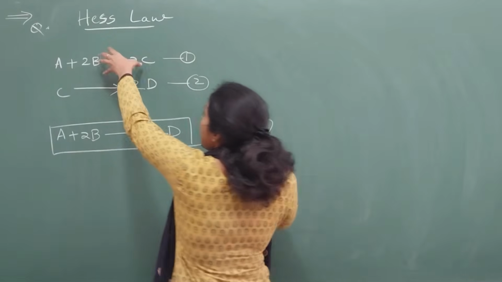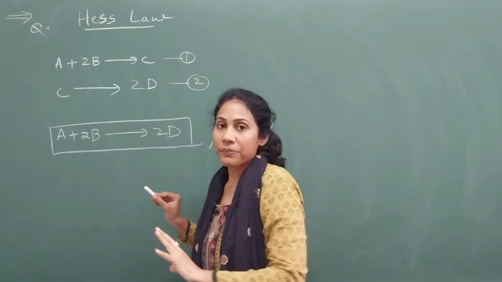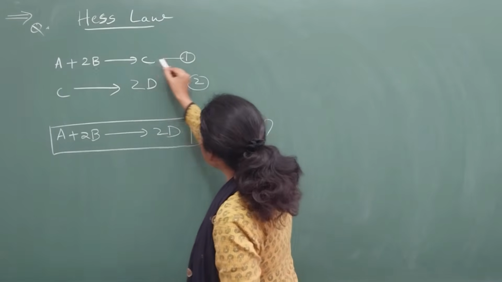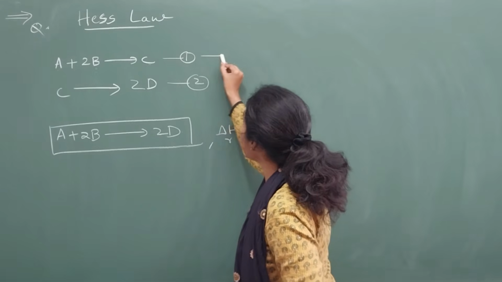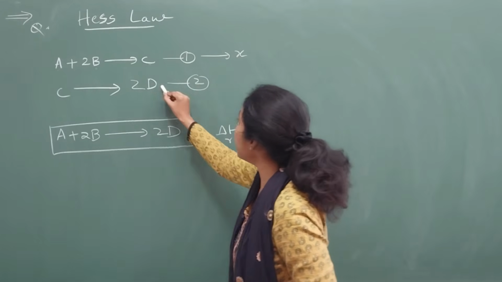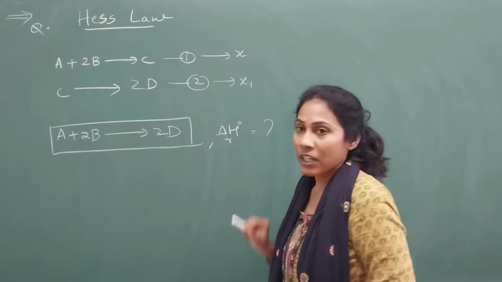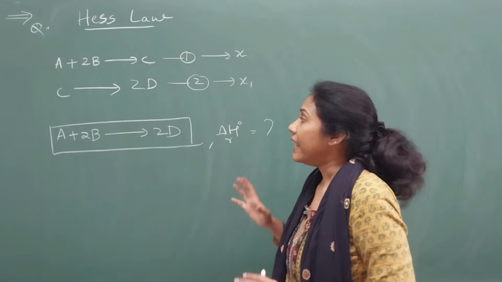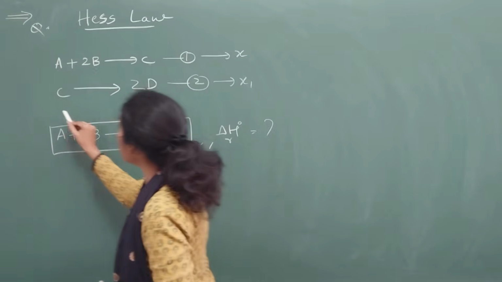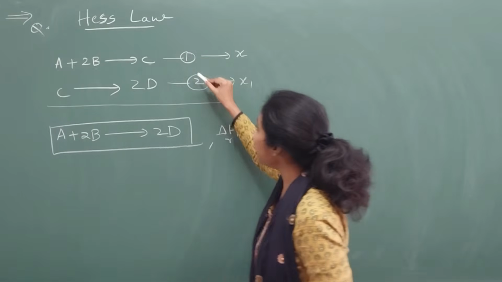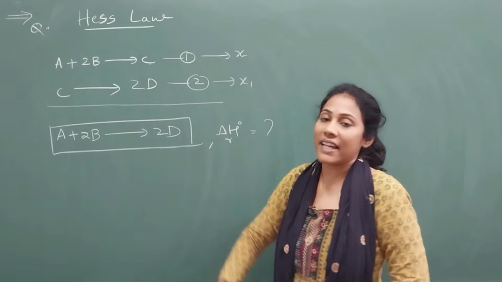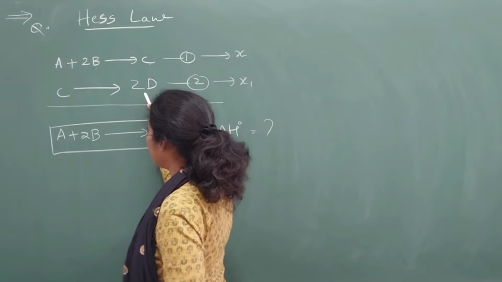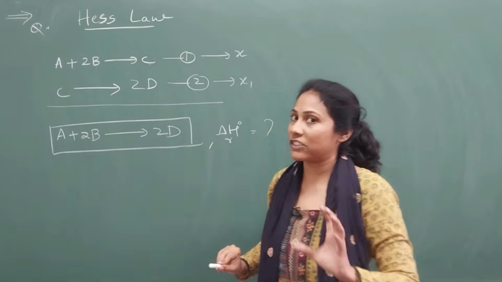And now they will give these two individual reactions by which the final product has formed, and their enthalpies also. Imagine this reaction's enthalpy is X and this reaction's enthalpy is X1. Some numerical value they will give for the individual steps. And now you should think whether, if I add these two reactions, I get my desired reaction or not.